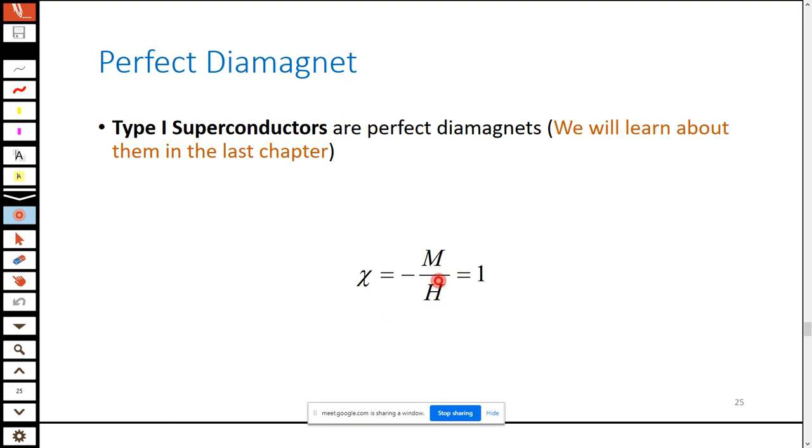And for superconductors, at least some kinds of superconducting materials are known as perfect diamagnets. Perfect diamagnet means the susceptibility will be, oh sorry, this will be -1. Okay, so it's not 1, it should be -1. I'll correct it, and when I share it with you, I will do that. So this would be -1 because it is a diamagnet.